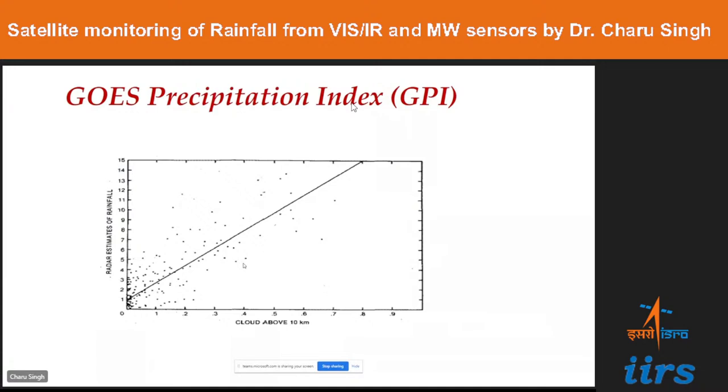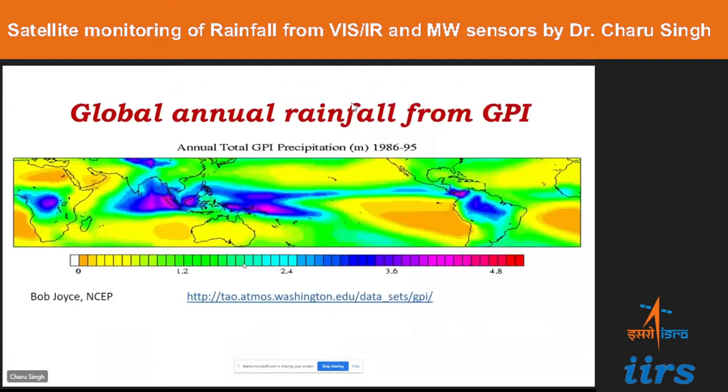So based on this relationship, one statistical relationship may be developed, which gives you the relationship between the rainfall and the cloud above 10 km. From the satellite data sets, we can have the information about the fractional cloud cover. And if we know this equation, we can estimate rainfall from the data sets where we know the fractional cloud cover. Based on this method, this global annual rainfall is developed from 1986 to 1995.